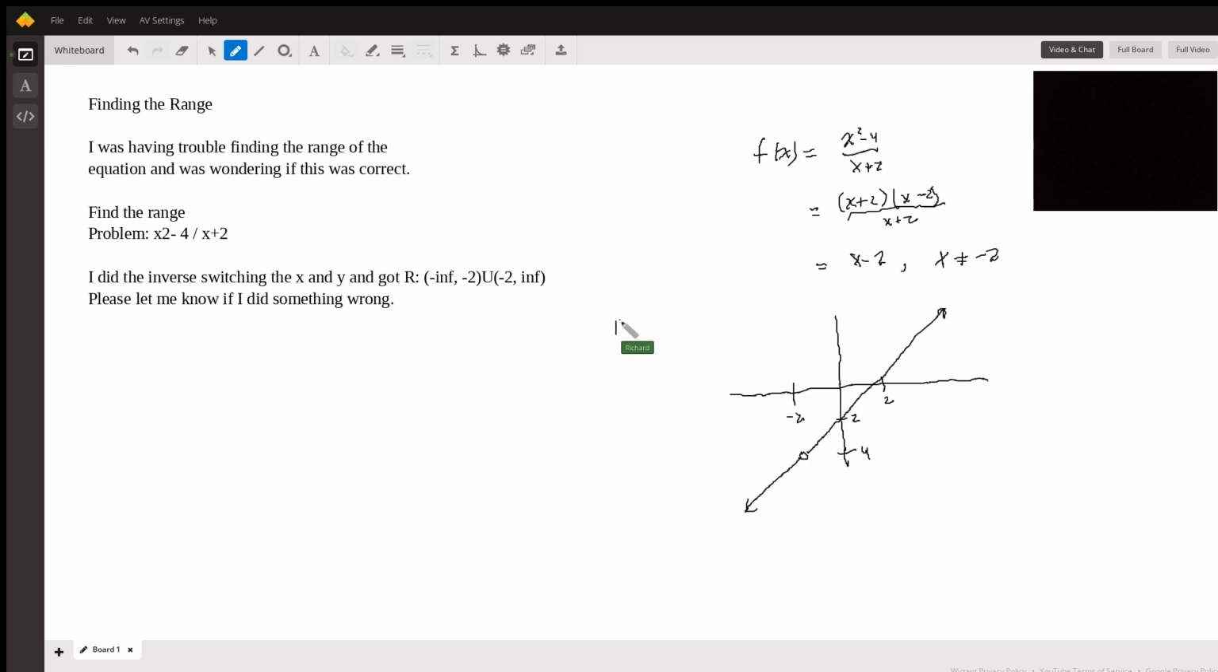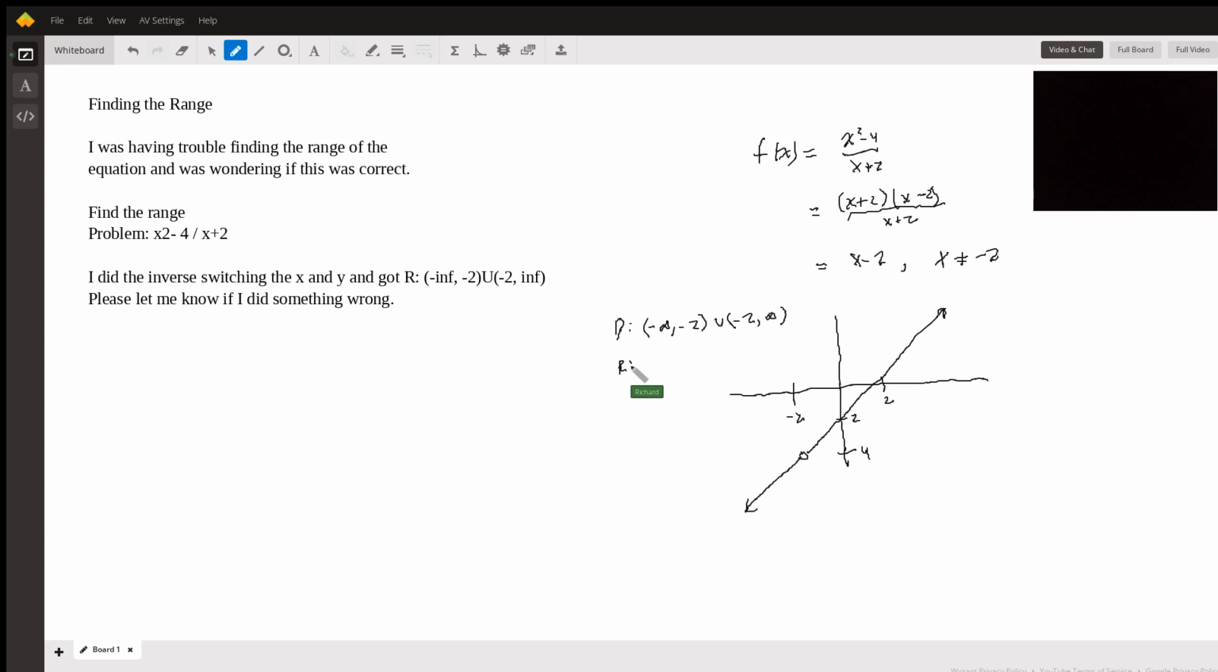The domain would be, it looks like the teacher wants this in interval notation, from negative infinity to negative 2, union negative 2 to infinity. So that's the domain.